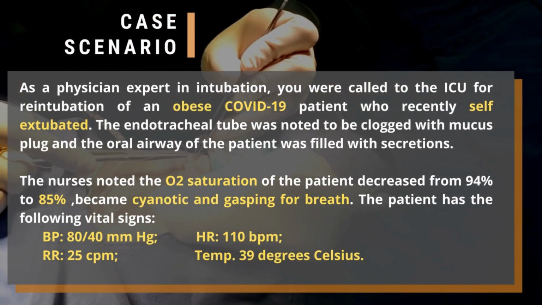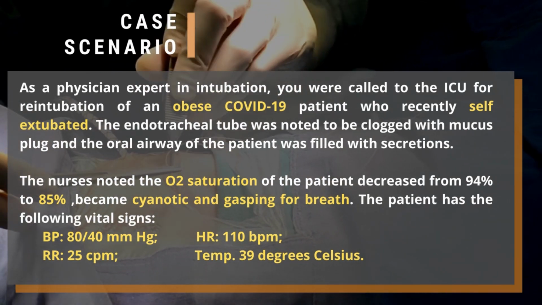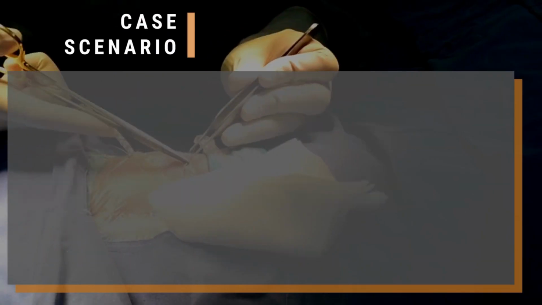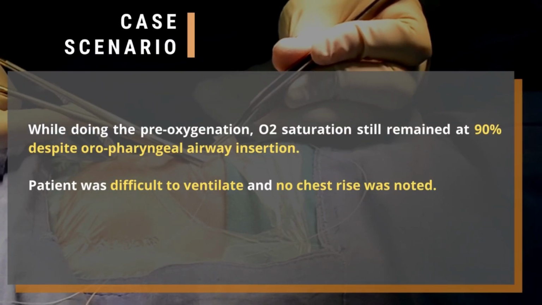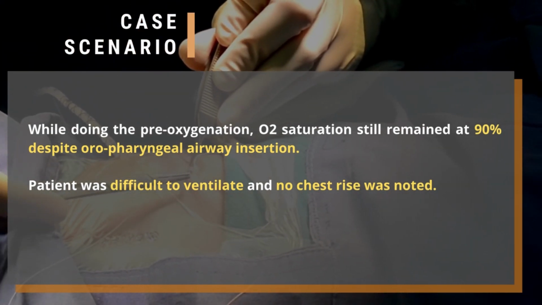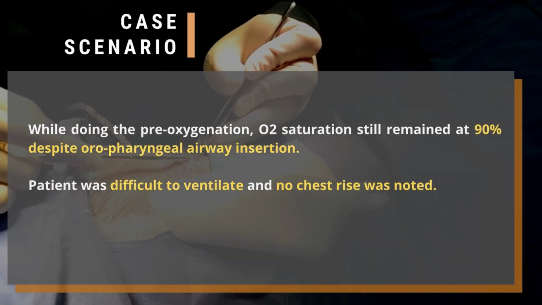The patient has the following vital signs: BP of 80/40, heart rate of 110, respiratory rate of 25, and temperature of 39 degrees Celsius. While doing the pre-oxygenation, O2 saturation still remained at 90% despite oropharyngeal airway insertion. Patient was difficult to ventilate and no chest rise was noted.